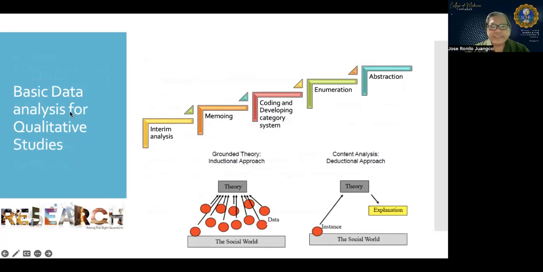So this is the basic data analysis for qualitative studies. You have interim analysis. When you say interim analysis, this is the analysis that you do while doing the interview. So while doing the interview or the focus group discussion, you have to analyze the data already, and you have to write that down. You have to have a transcript when you do your interview and focus group discussion, and that transcript should also be presented back to the subjects for clarity of data, to ensure that what you have written in the transcript is really what the subjects want to express as answers to your questions.